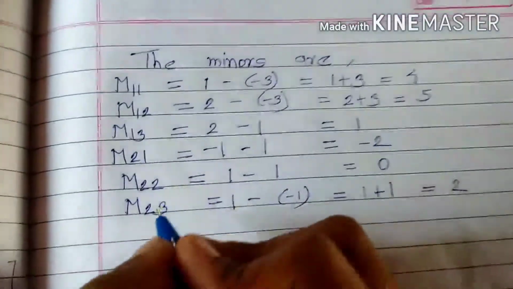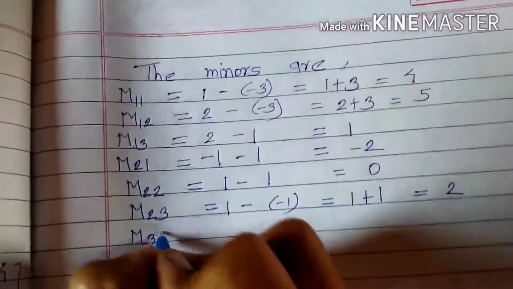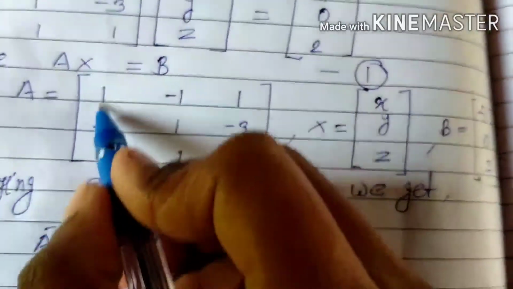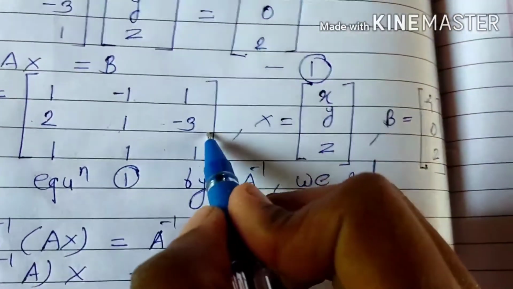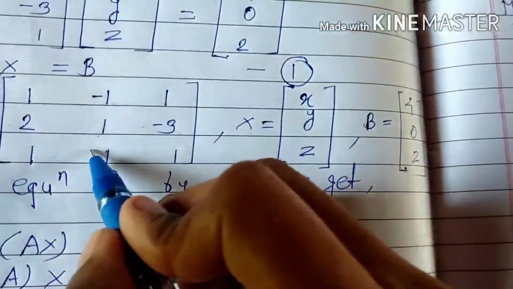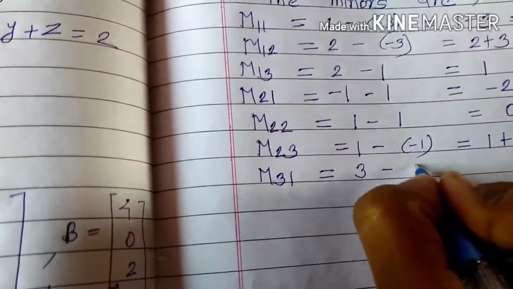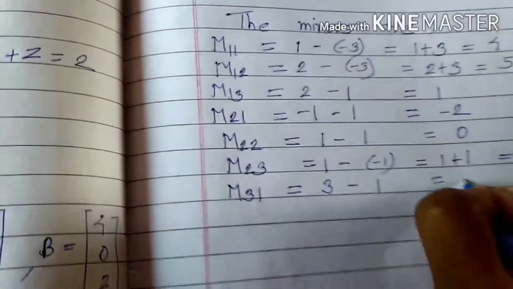Next, M31. Deleting third row and first column, you get minus 1 into minus 3 plus 3, and 1 into 1 plus 1. So 3 minus 1 is equal to 2.